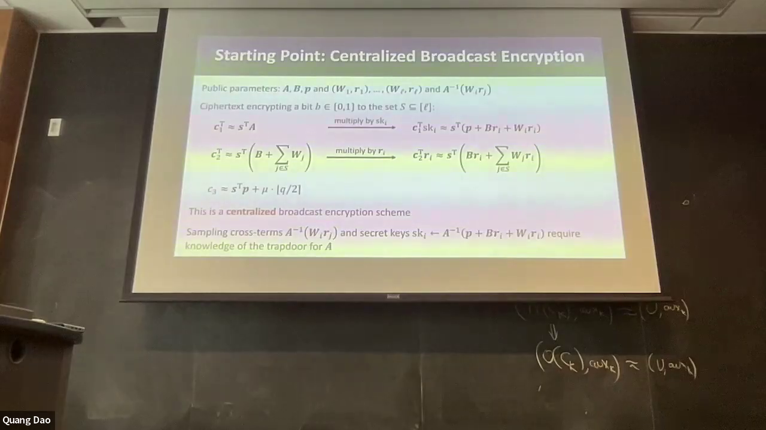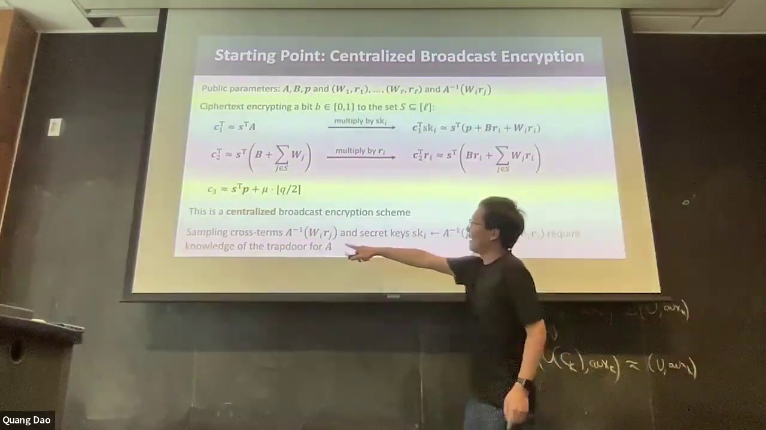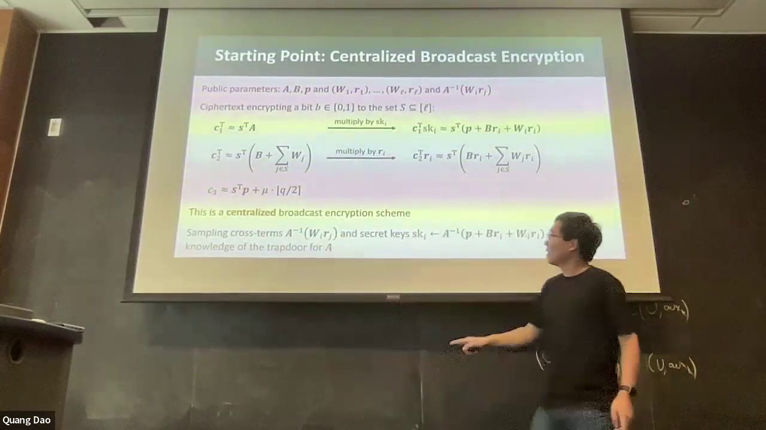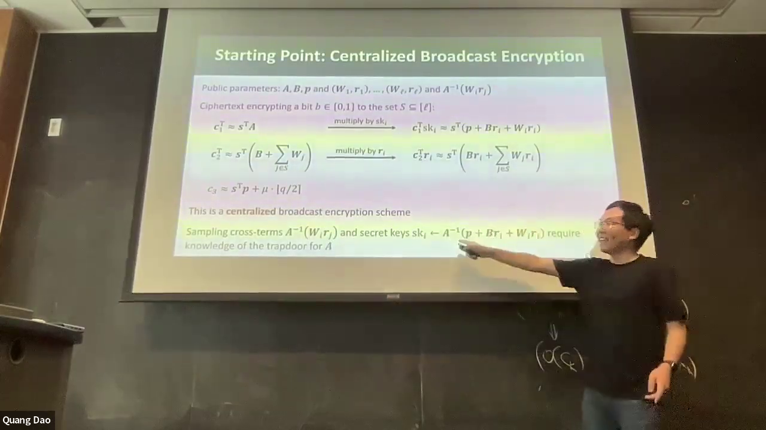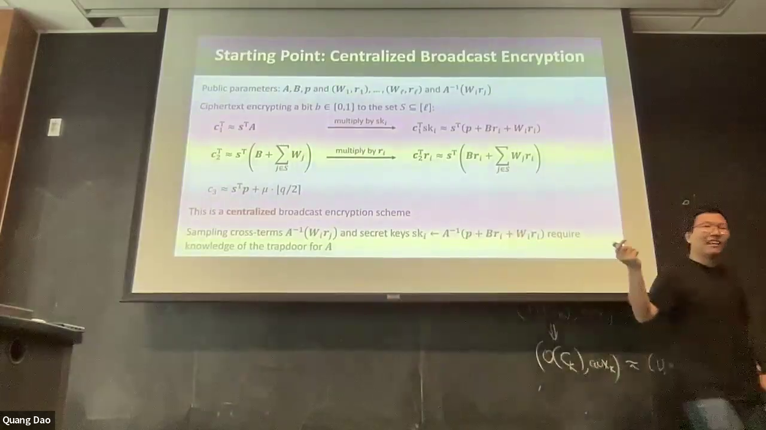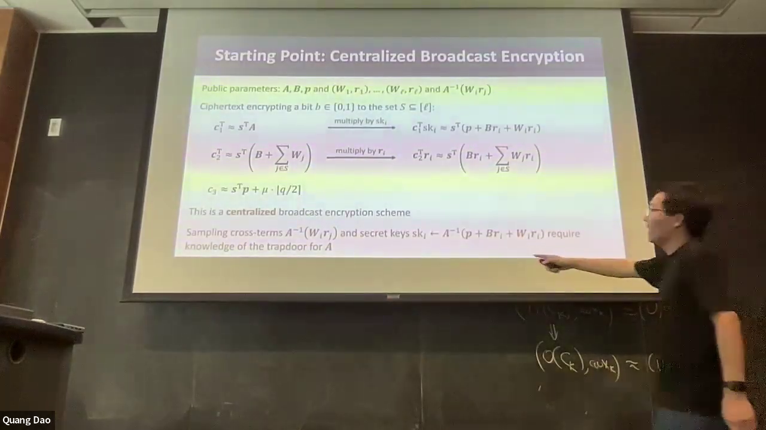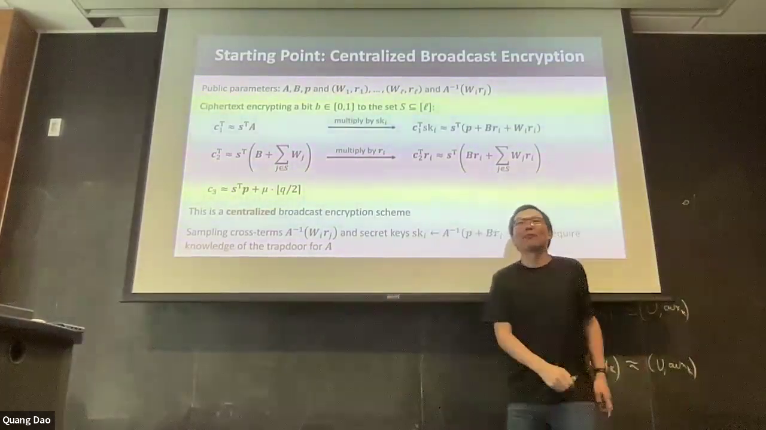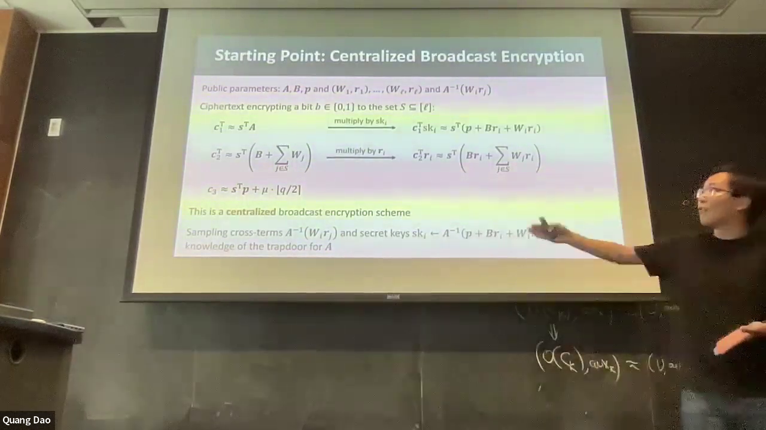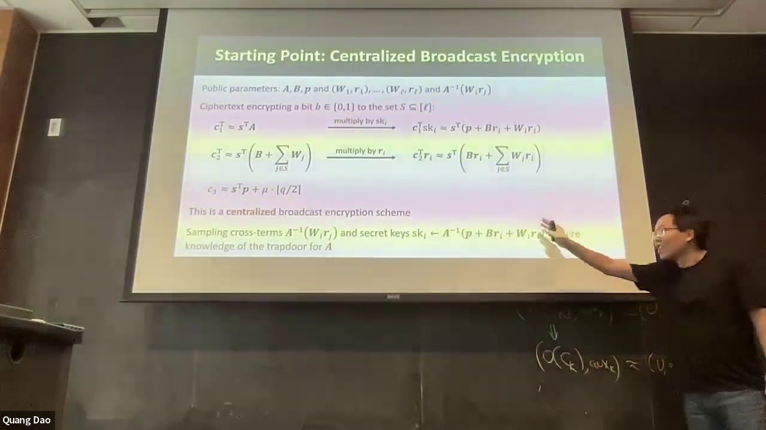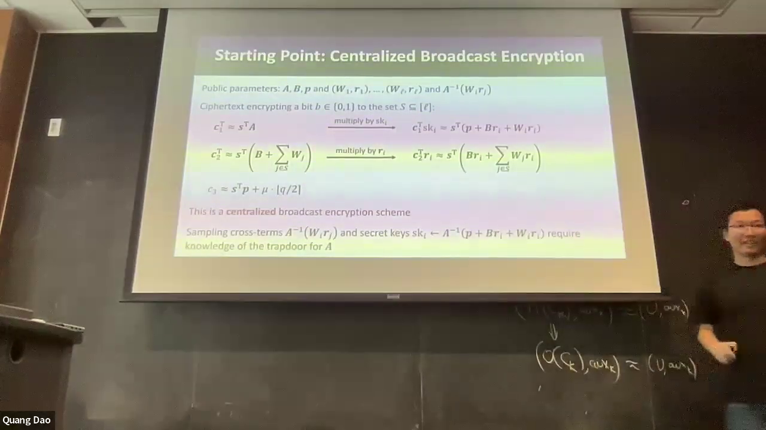Okay, so the reason that this is centralized is because in order to sample these cross terms, you have to give out these pre-images under A of these cross terms. And we also have to sample these secret keys, which again are pre-images under A, right? So the way that we compute these right now would require knowledge, or seemingly require knowledge, of a trapdoor, right? So the master secret key for this construction would be the trapdoor for A, and then using the master secret key, you can generate the cross terms and the secret key.